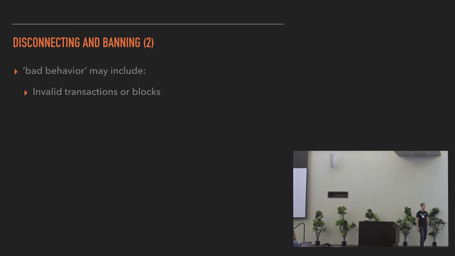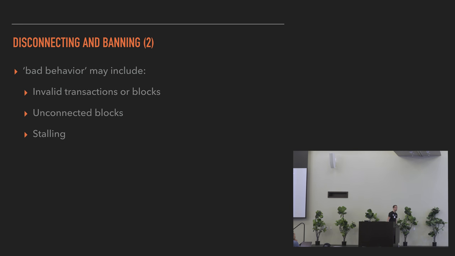It might be invalid transactions or blocks. That's pretty easy for us to see, right? Because we validate everything we see, if a peer sends us an invalid transaction, we can see that instantly. They might send us unconnected blocks, right? They might send us blocks that don't connect onto our chain, which in some cases is valid. We might be missing some blocks in the chain and they're telling us about what's at the tip. But if they keep sending us unconnected blocks, maybe they're feeding us a false chain, something that's valid, but is not the actual true most worked chain.